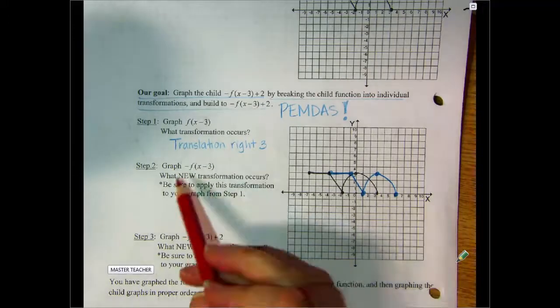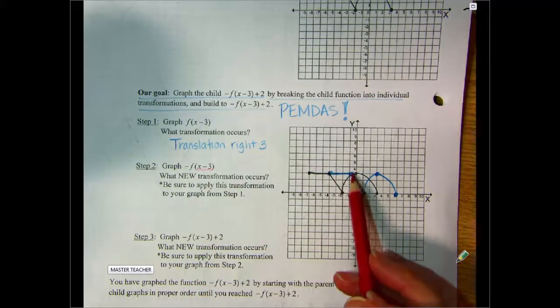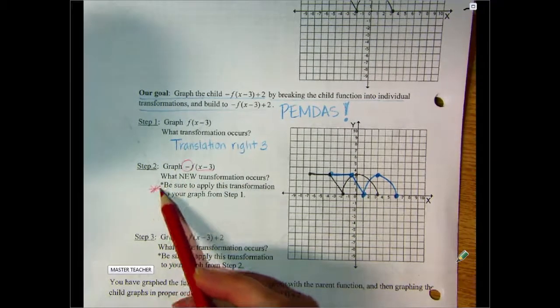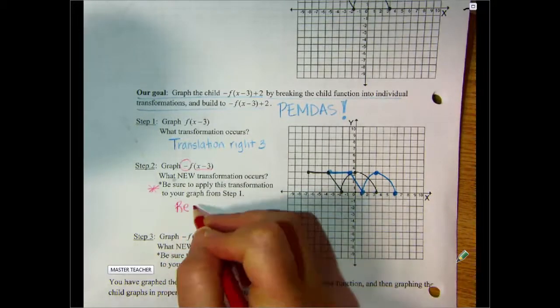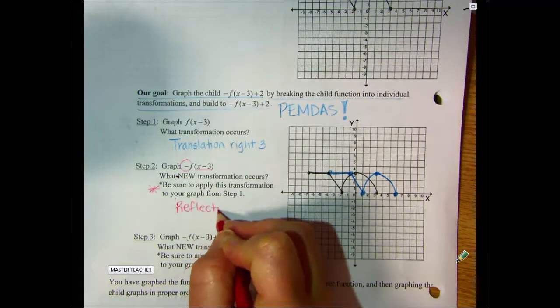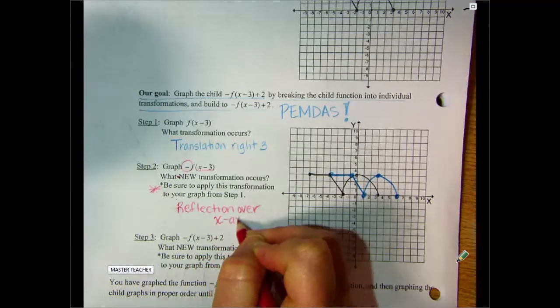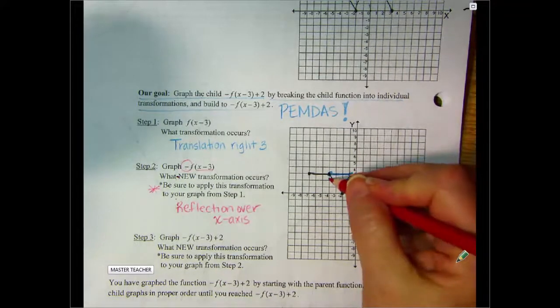Now step 2, we're going to graph negative f of x minus 3. So we take our most recent graph, in this case my blue graph, and I'm going to do the negation of it. In other words, I'm going to reflect it over the x-axis. Notice I'm changing colors. I'm using colored pencils. I'll have a lot of colored pencils available for you in class. You may want some at home as well, so that you can follow the steps.